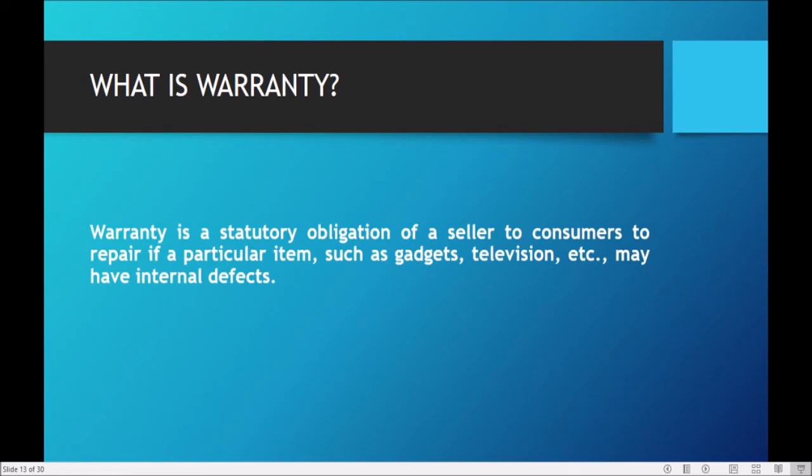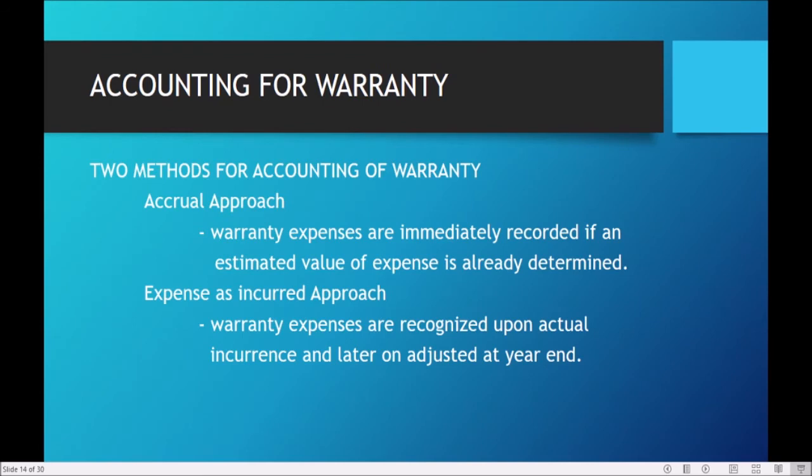warranties? Okay? There are two methods for accounting of warranty. The accrual approach and the expense as incurred approach. The accrual approach, warranty expense are immediately recorded if an estimated value of expense is already determined. While the expense as incurred approach, warranty expenses are recognized upon actual incurrence and later on adjusted at year-end. Ganun po yun.